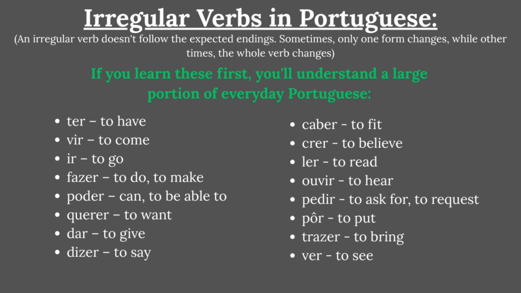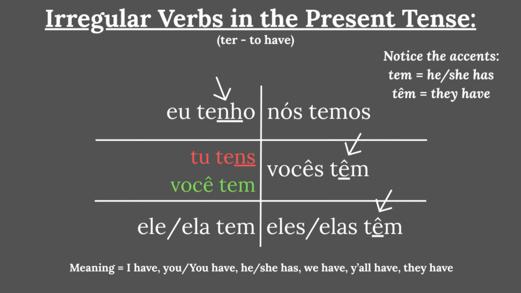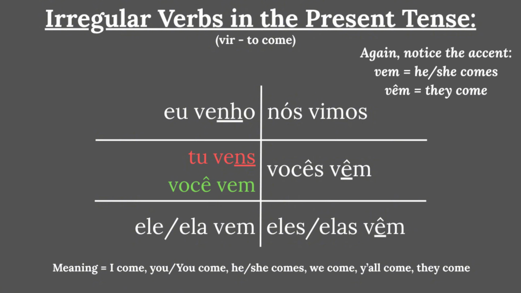Let's see each verb, starting with ter, to have. Tenho, tens, tem, temos, têm. Here, we can see a few changes, like the letter combination in eu, consonant endings, and accents. Tem with no accent means he, she has, but with an accent, it means they have. A similar verb is vir, to come. Venho, vens, vem, vimos, vêm. Just like ter, vir follows the same written rules.